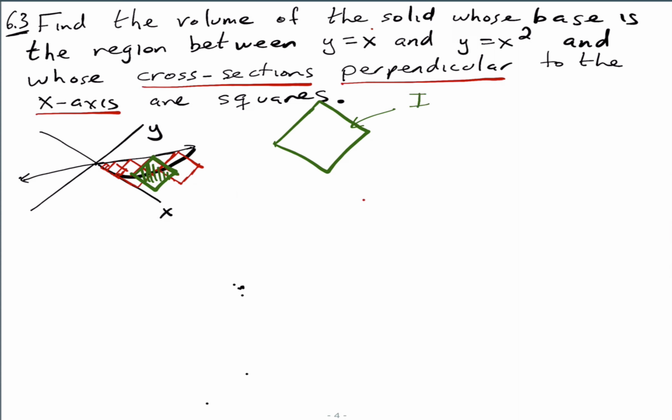All right, so let's just do it exactly how we did it earlier. So integrate with respect to what? So notice the cross sections. What axis are they going along to get the volume? Along the x, right? So we're going to integrate with respect to x. Does that make sense? Okay.